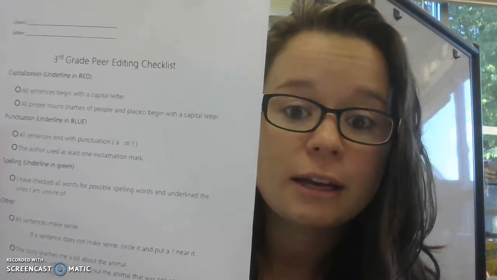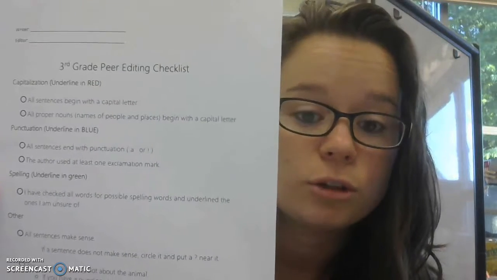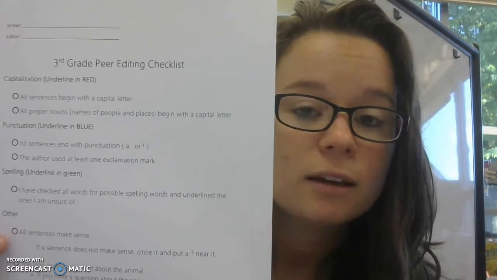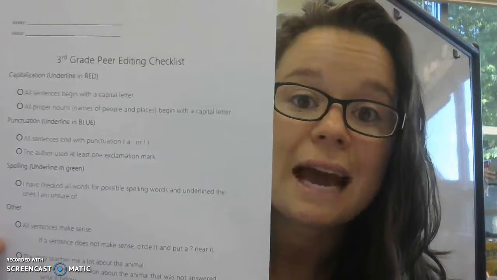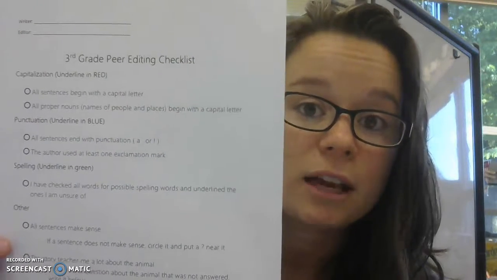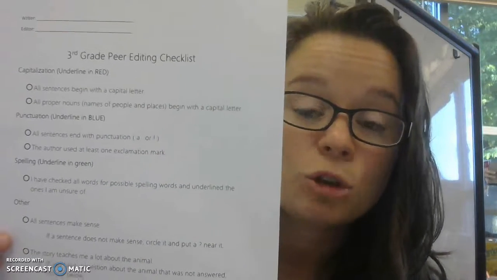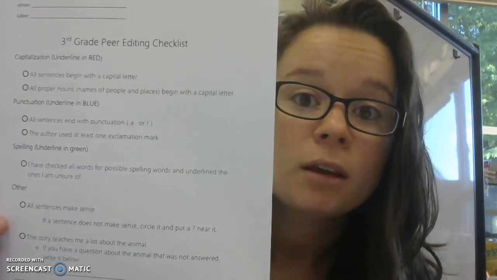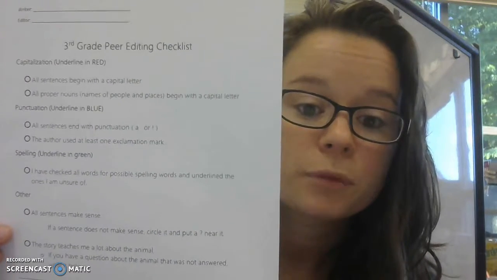And underline an area in blue where you think maybe the author could use an exclamation point if they didn't already do so. Down here for spelling, you might not know how to spell every single word, but if any words stand out to you as being spelled incorrectly, I want you to underline them in green. They can check with the teacher, or if you think you know how to spell them, you can write above that word and spell it correctly for them.